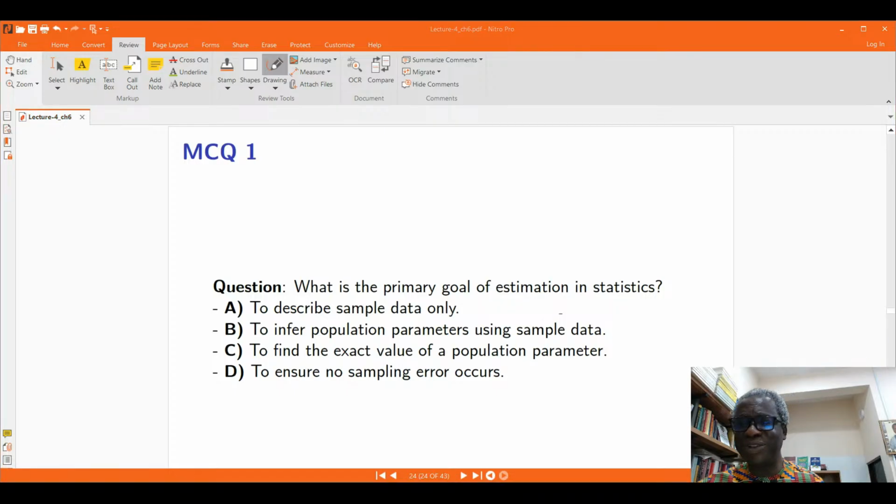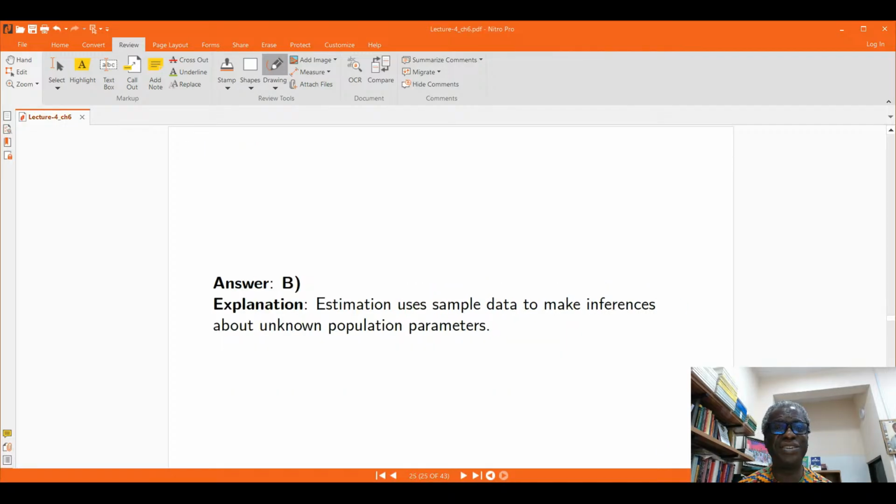Yes, I can see the usual people. B, B, B, B. Yeah, this class is a brilliant one. I think everybody here seems to be brilliant, but some are waiting for others to respond. To save time, I think the consensus around B is correct. Estimation uses sample data to make inferences about unknown population parameters.